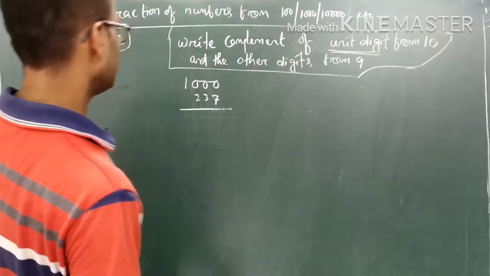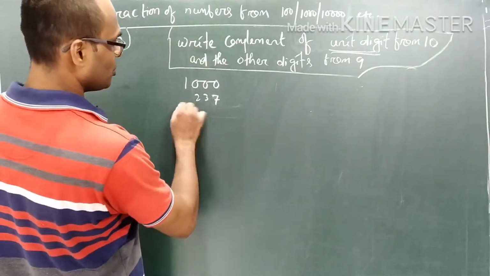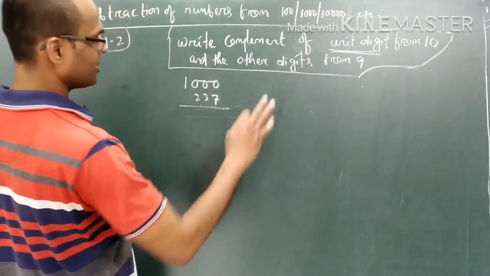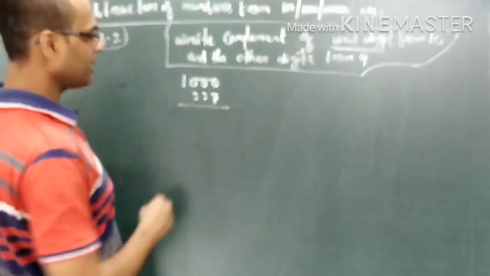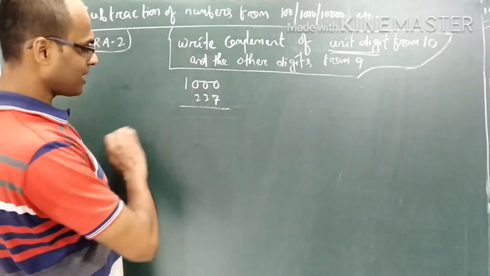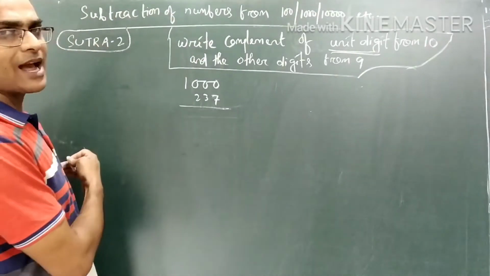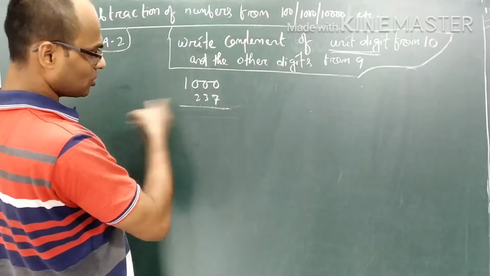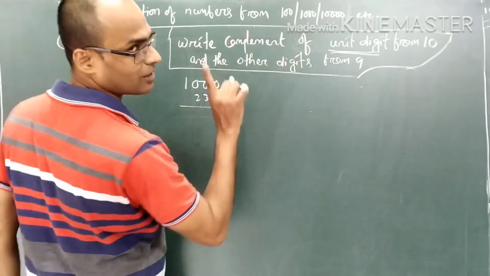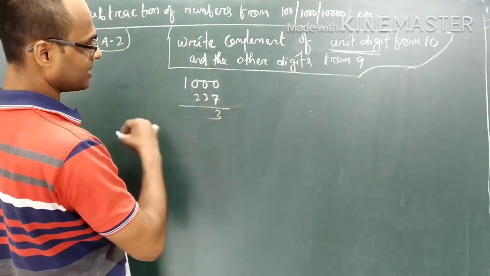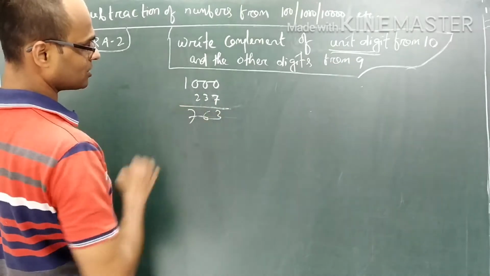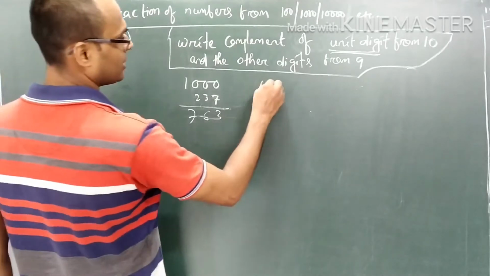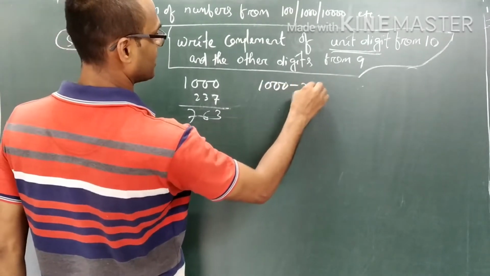Actually, we can write the answer directly without thinking about the carries, whatever they may be. The easier thing is we can write the answer from the left side or from the right side. The unit digit will be subtracted from 10, the others will be subtracted from 9. This is the method. So 10 minus 7 is 3, 9 minus 3 is 6, 9 minus 2 is 7. The answer is 763.